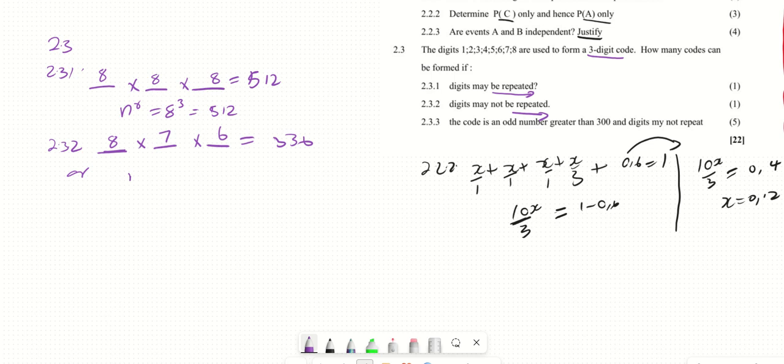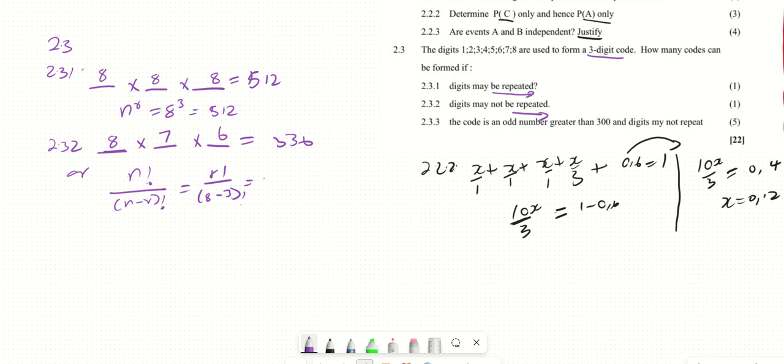Or we can even say n factorial over n minus r factorial. How many digits do we have? 8 digits. How many do we need? We need 3. So now this is in factorial, so we can do that.